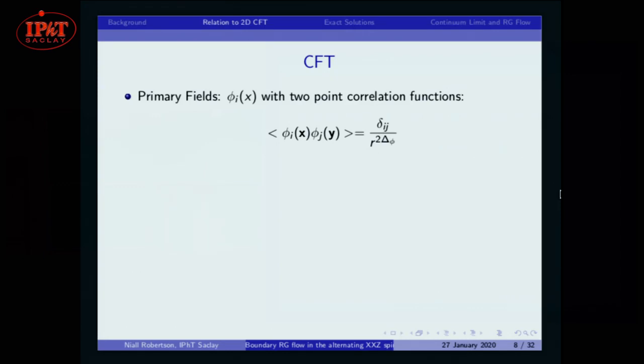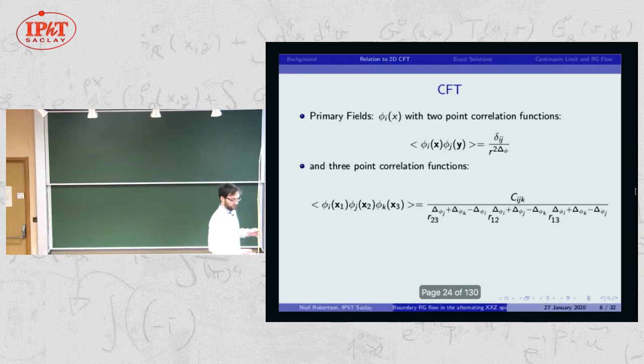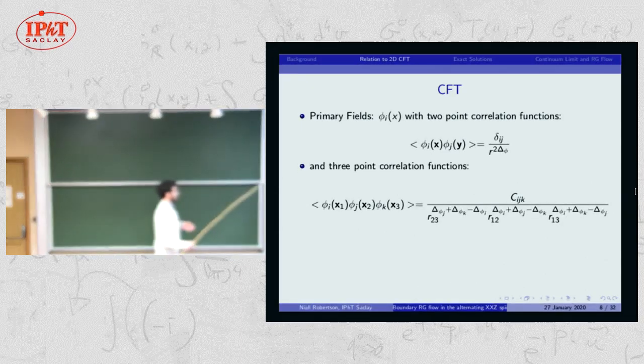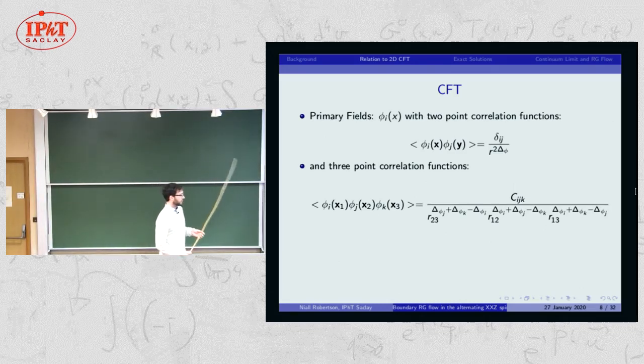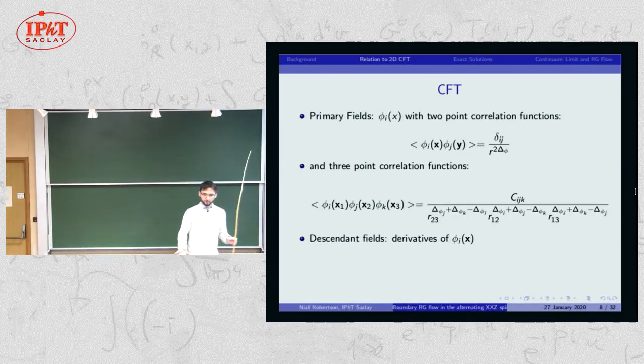So we have primary fields in any conformal field theory whose two-point correlation functions satisfy the following equation, where this introduces for us this scaling dimension delta phi corresponding to each primary field. They also satisfy this equation for their three-point correlation functions, and this introduces the three-point coefficient C_ijk. And then in addition to these primary fields, we also have descendant fields, and they are obtained by acting with various derivatives on the primary fields.